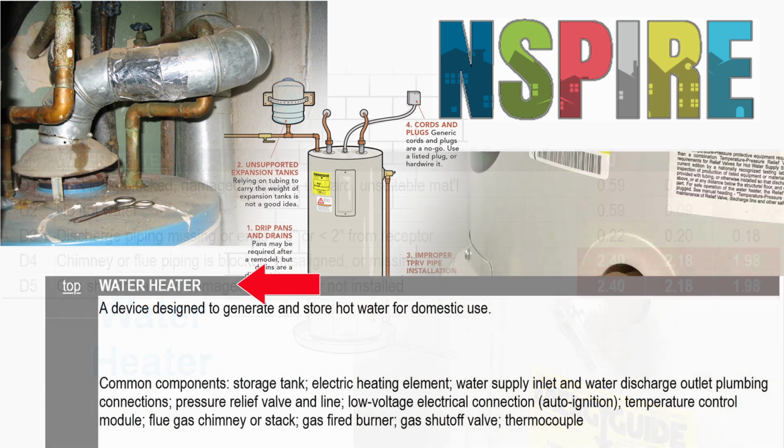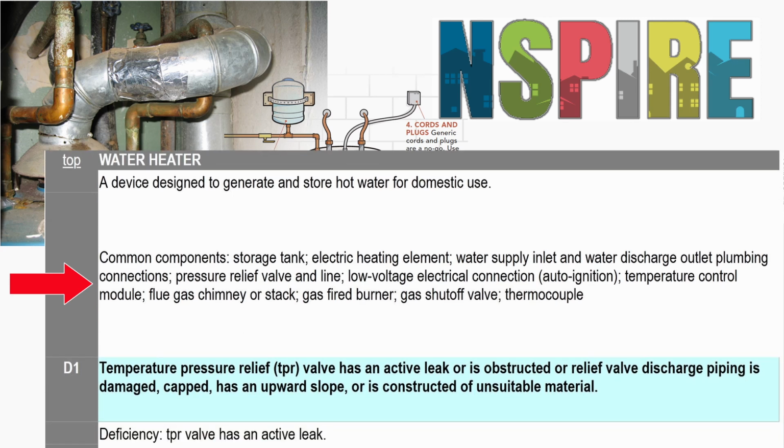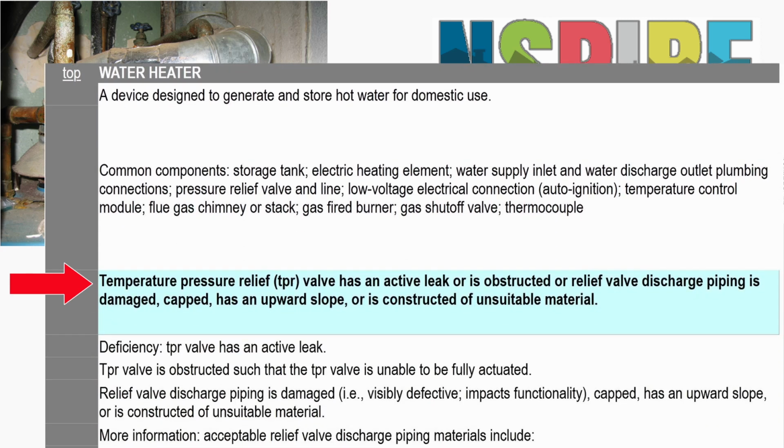So let's go digging for some more details. The water heater is a device designed to generate and store hot water for domestic use. Common components include a storage tank, electric heating element, water supply inlets, water discharge outlet plumbing connections, pressure relief valve and line, low voltage electrical connection if it's got auto ignition, temperature control module, flue gas chimney or stack, gas-fired burner, gas shutoff valve, thermocouple, temperature pressure relief valve or TPR.